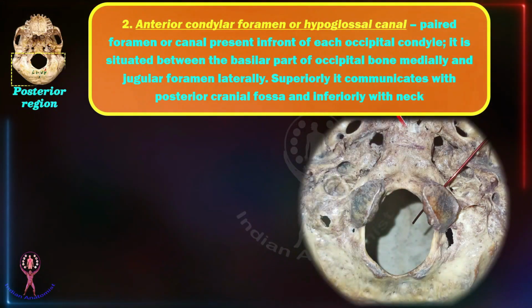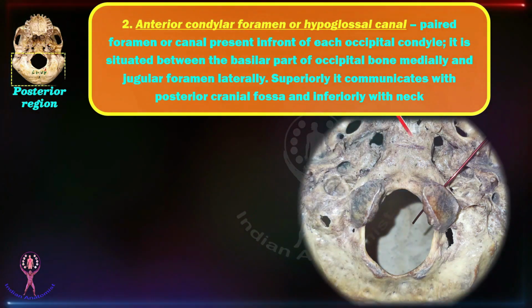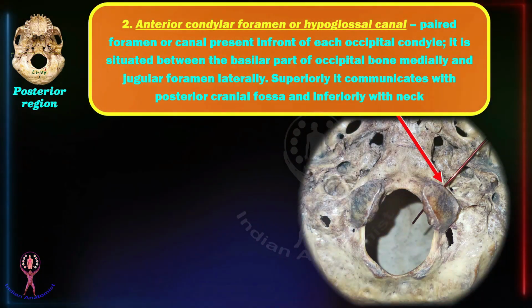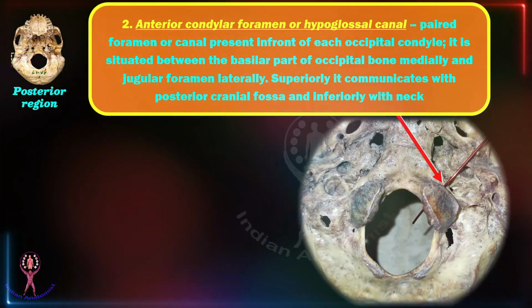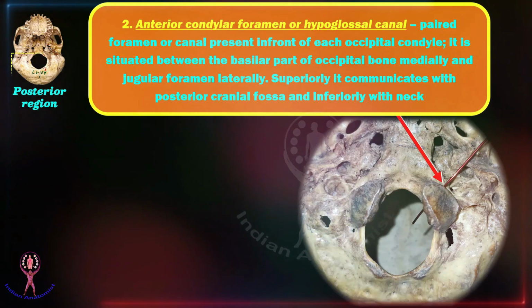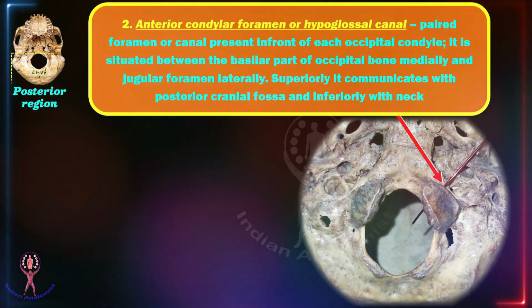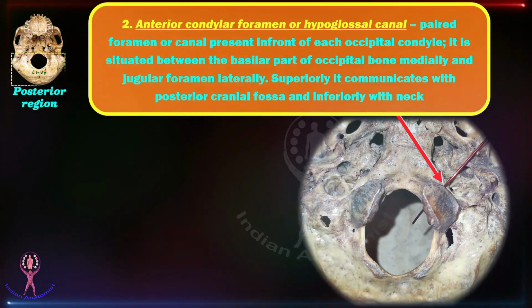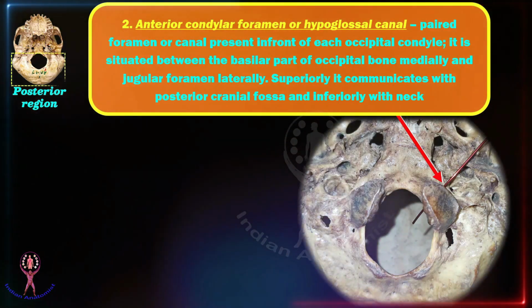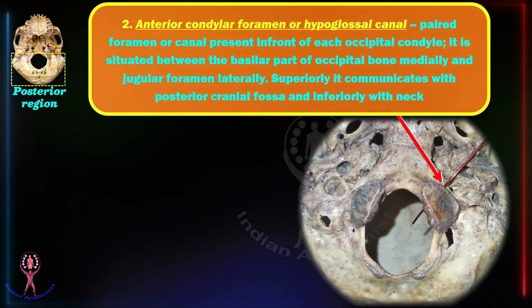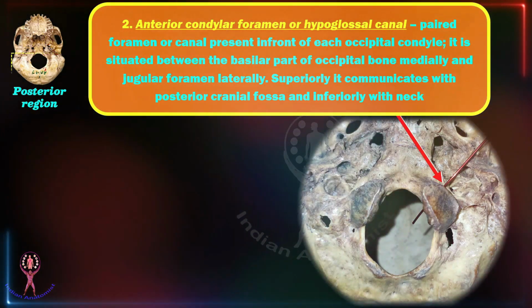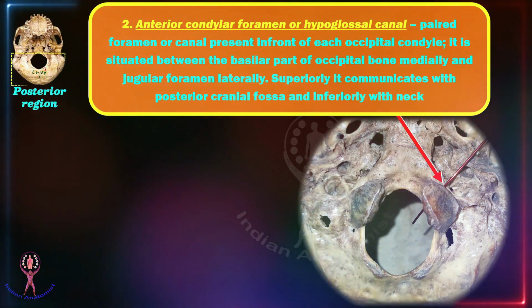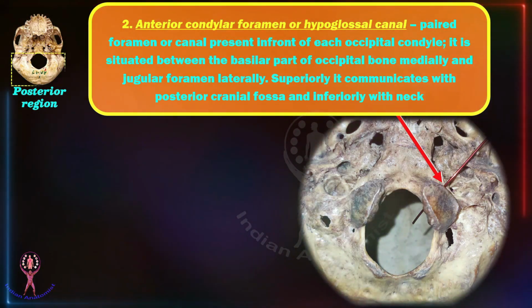The next foramen in the posterior region of norma basalis is the anterior condylar foramen or hypoglossal canal. These are paired foramen or canal present in front of each occipital condyle. It is situated between the basilar part of occipital bone medially and jugular foramen laterally. It communicates with posterior cranial fossa superiorly and with neck inferiorly.